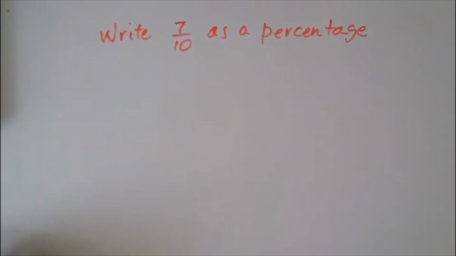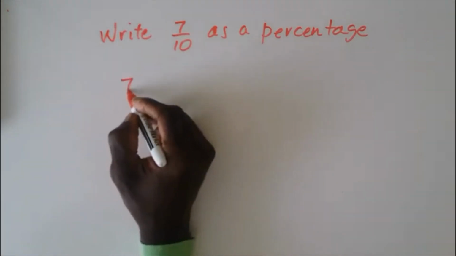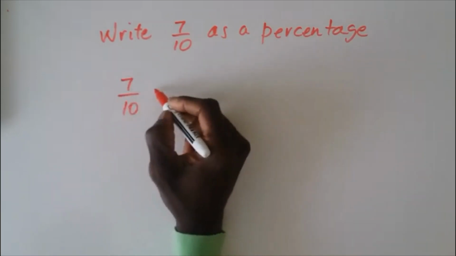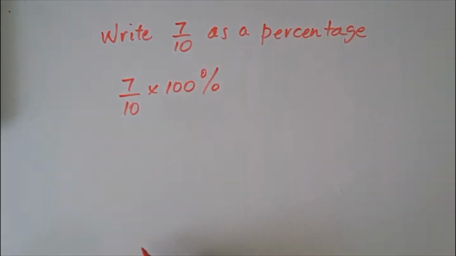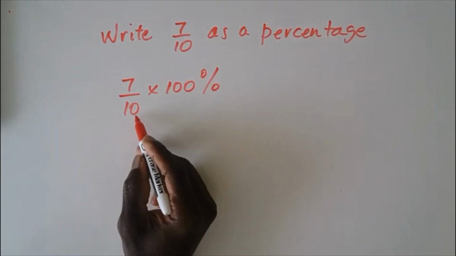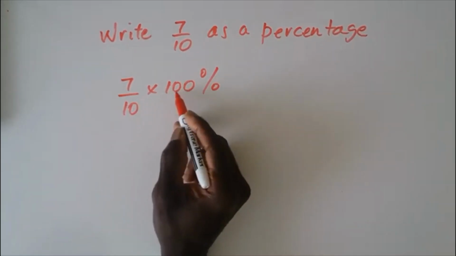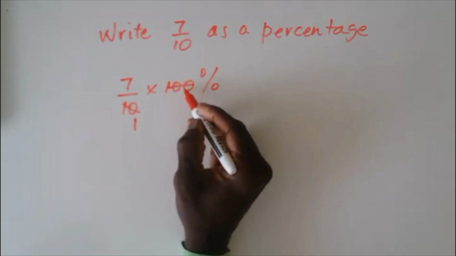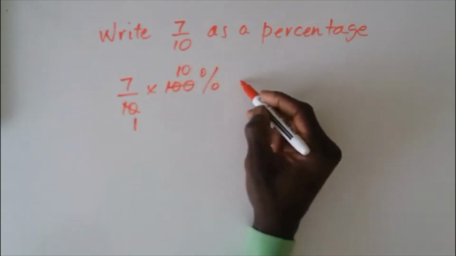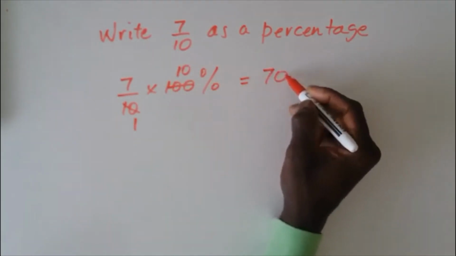Next we're asked to write 7/10 as a percentage. Well, if you have a fraction, in order to convert it to a percentage, we need to multiply by 100. So that's 7 over 10 multiplied by 100%. If we divide across in this direction by 10, we have 10 into 10 is 1, and 10 into 100 is 10. That gives us 70%.